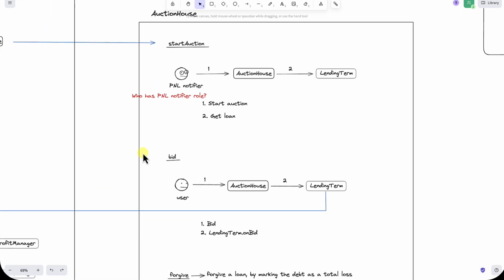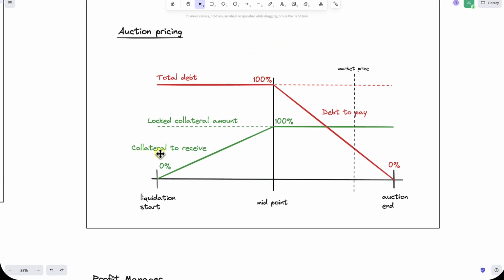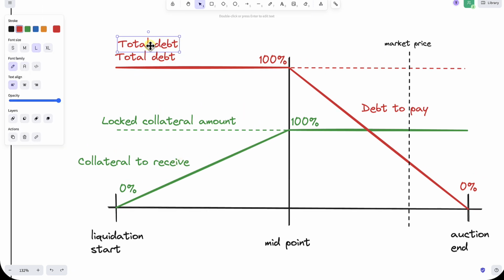So let's say that it's asking for 100 credit. So the auction started, 100 credit is being asked. And let's also imagine that there's another lending term, not this one, another one. Another lending term reports a loss to notify profit manager. When notify profit manager is called for a loss, as we said earlier, the credit multiplier gets discounted.